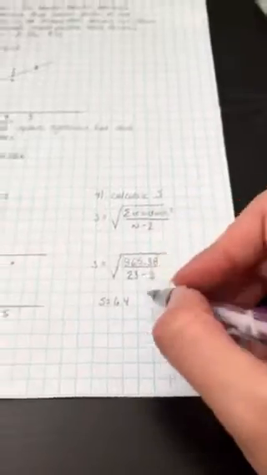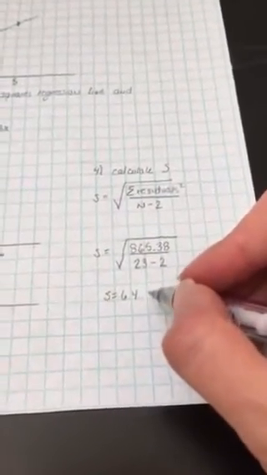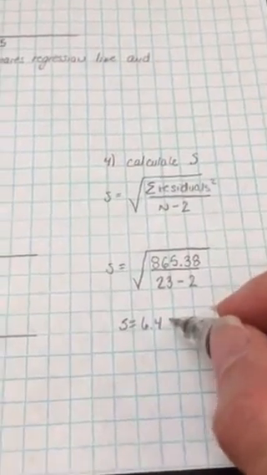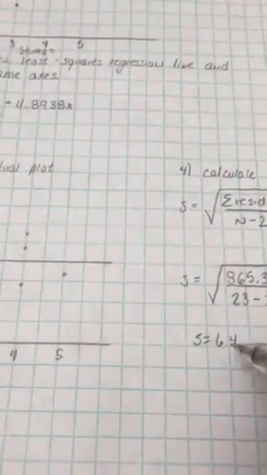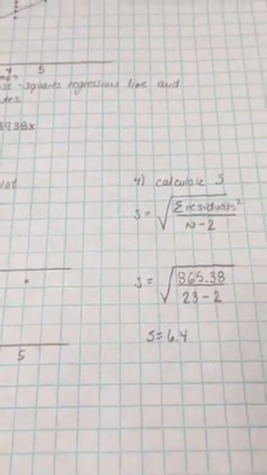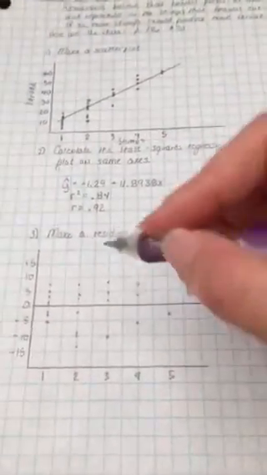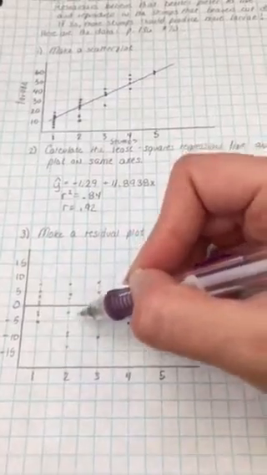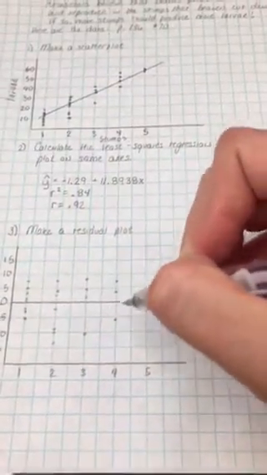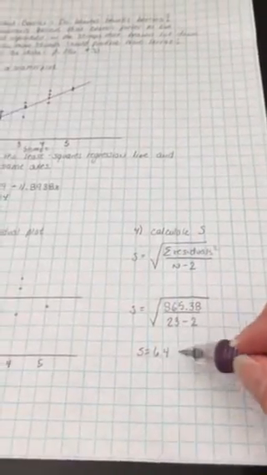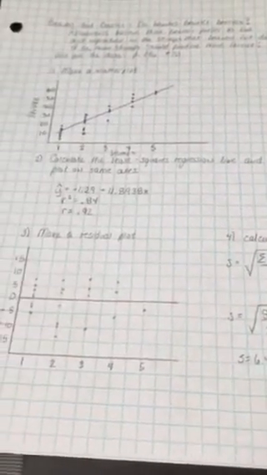Okay, S equals 6.4. Now what does that mean? That means the average residual, or the typical residual, is 6.4 units away from the mean. So the average one is 6.4 away from 0 here. Okay, and this gives you an indication of how close the residuals are.